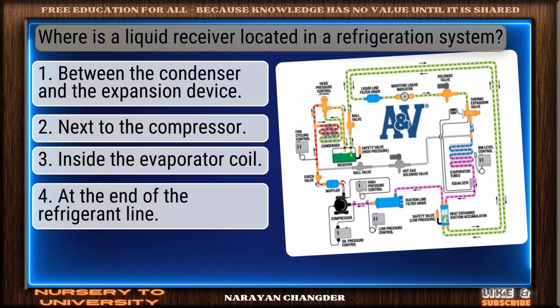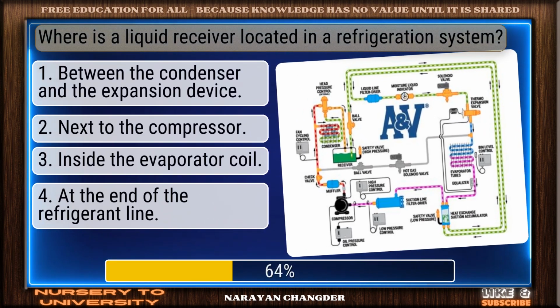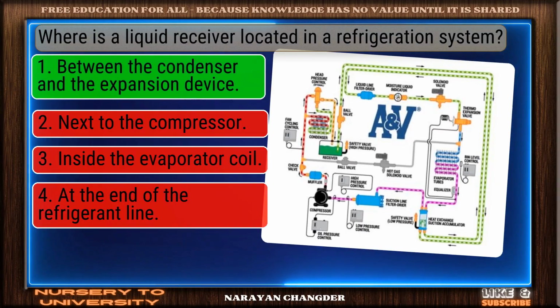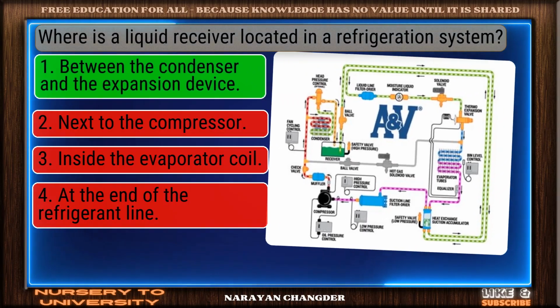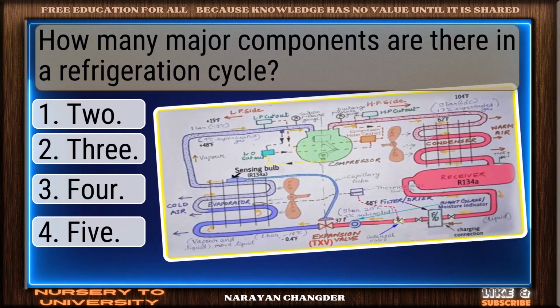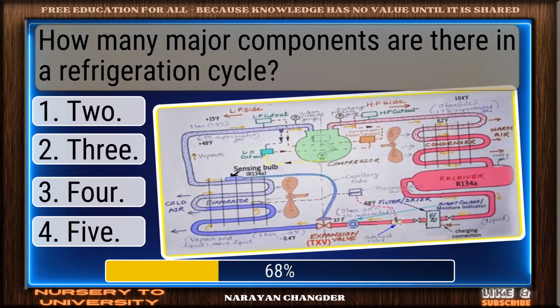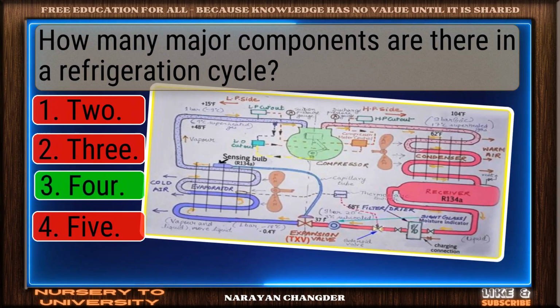Where is a liquid receiver located in a refrigeration system? Well picked. Between the condenser and the expansion device is the correct answer. How many major components are there in a refrigeration cycle? On track. 4 is the correct answer.